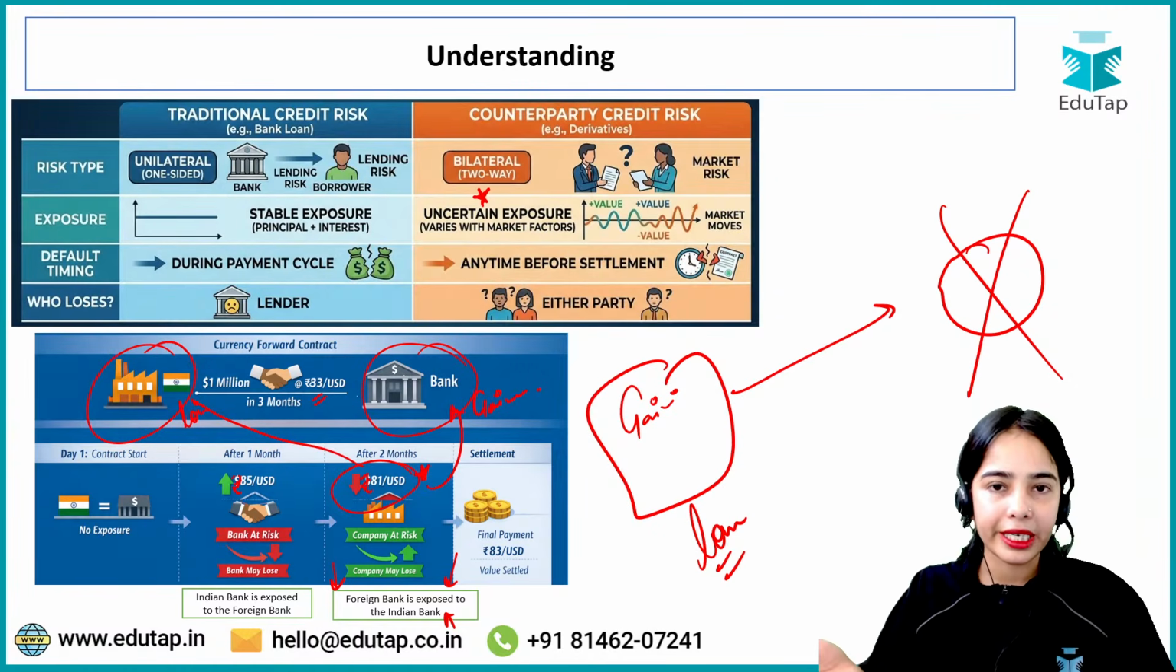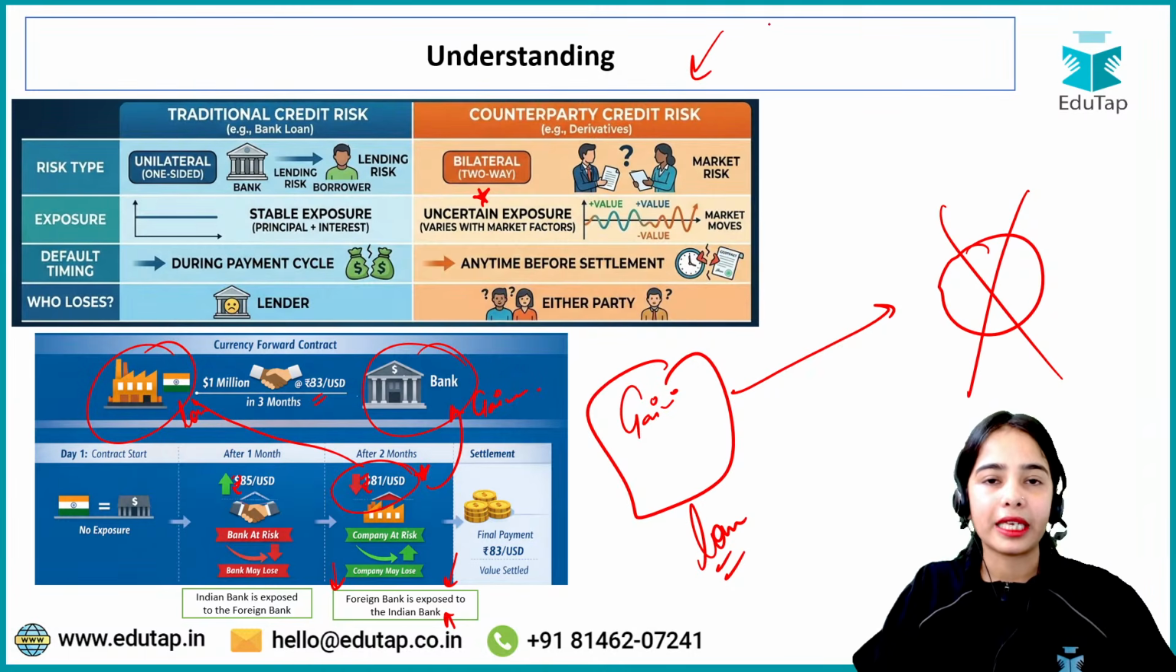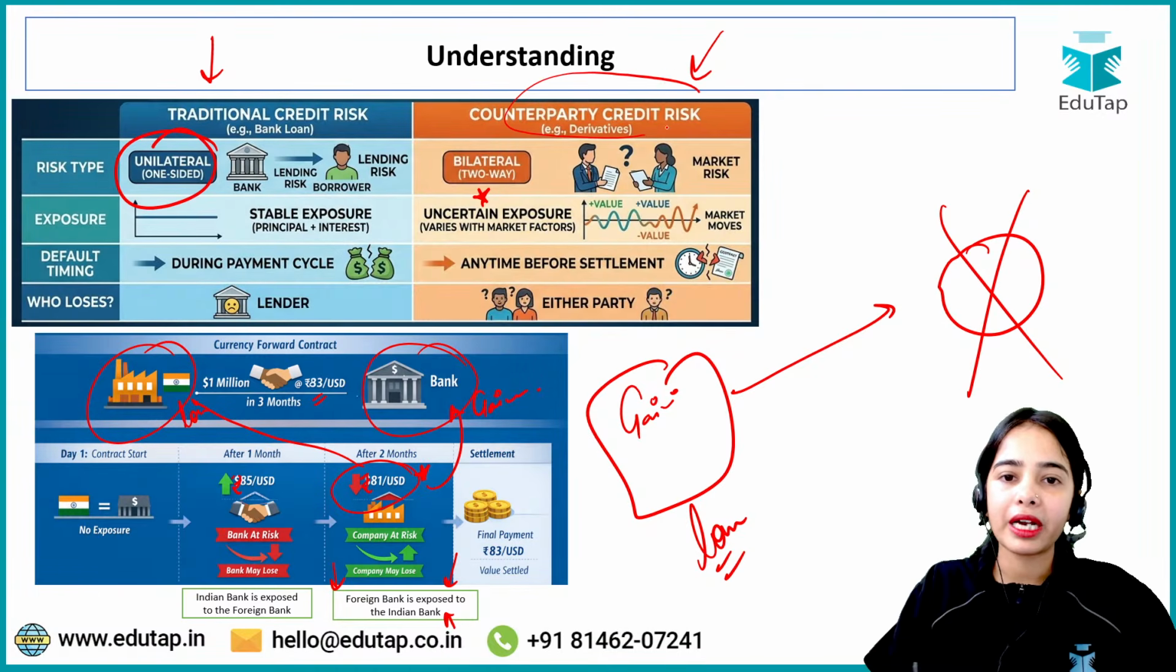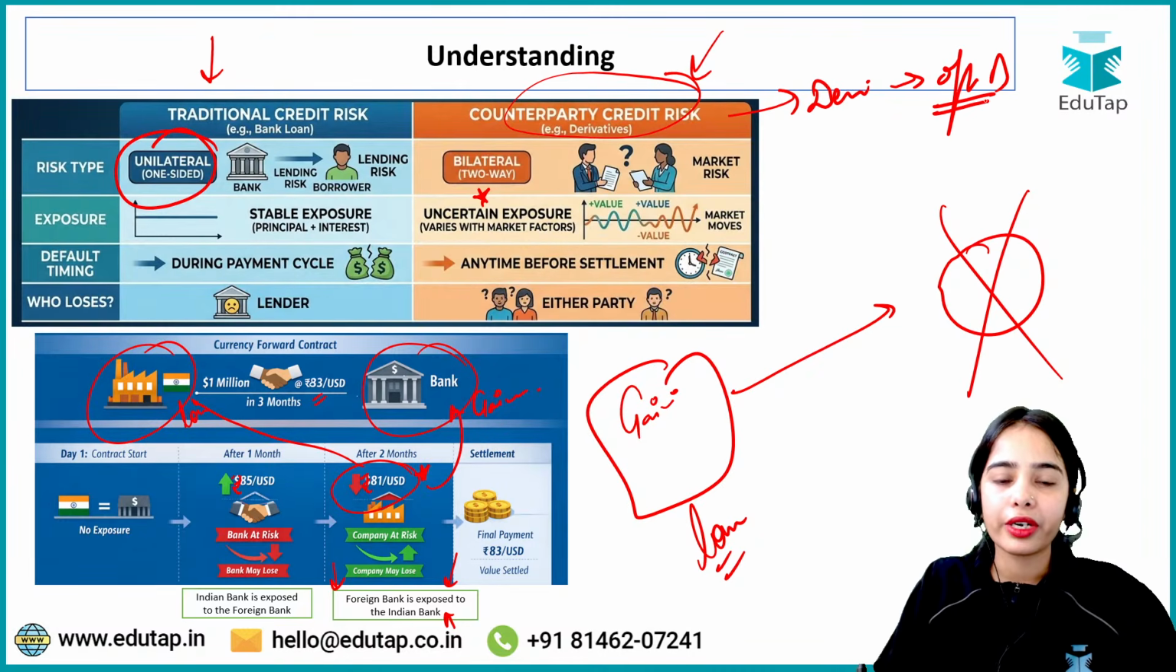Both the parties can be at exposure. Both the parties can be losing. Any of the parties can lose. So that is counterparty credit risk. In the case of traditional risk, there is only unilateral risk. But in counterparty credit risk, in derivative contracts that are off balance sheet contracts, both the parties are at risk.